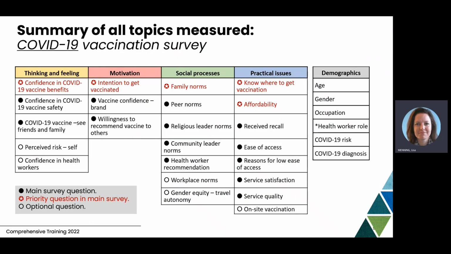So what are we measuring? This table provides a more detailed overview of the different constructs or themes that we're measuring. And this is just the example for our COVID vaccination survey. And importantly, each box notes a different construct or theme that we're measuring. And the constructs in red correspond to questions that are our priority questions in the main survey.